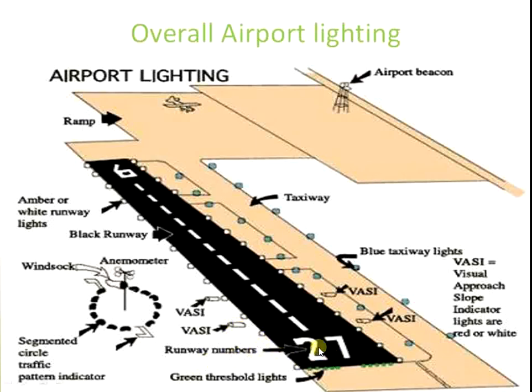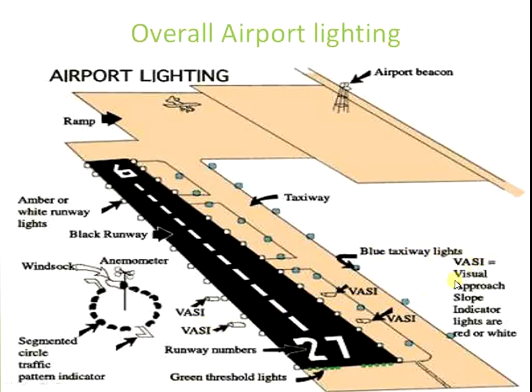The runway numbers we have given, 6 and 27, are the runway numbers. The green threshold lights indicate where the runway starts, guiding the pilot at the time of landing. Next is the taxiway, and the edge of the taxiway has blue lights, the blue taxiway lights.